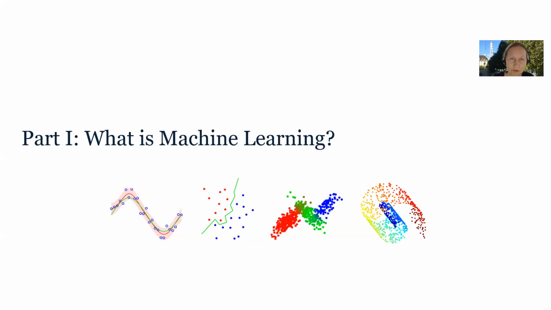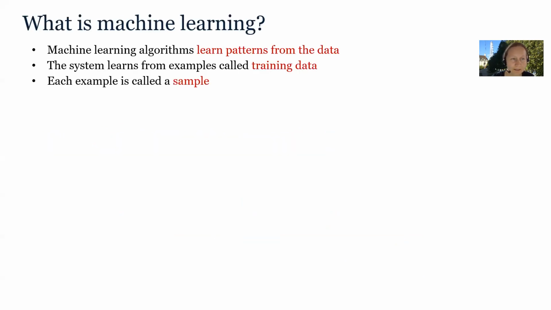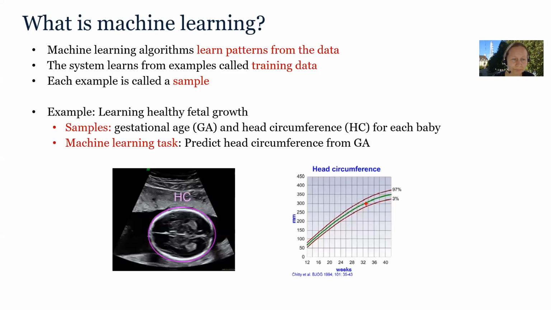So, what is machine learning? Unlike traditional programming, machine learning algorithms are programmed to learn patterns from the training data. And each example in the training dataset is called a sample. Let's take an example of learning healthy fetal growth. So for that, we can use ultrasound imaging, and for each baby, we will record gestational age and head circumference. And then machine learning task is to predict normal head circumference from gestational age.